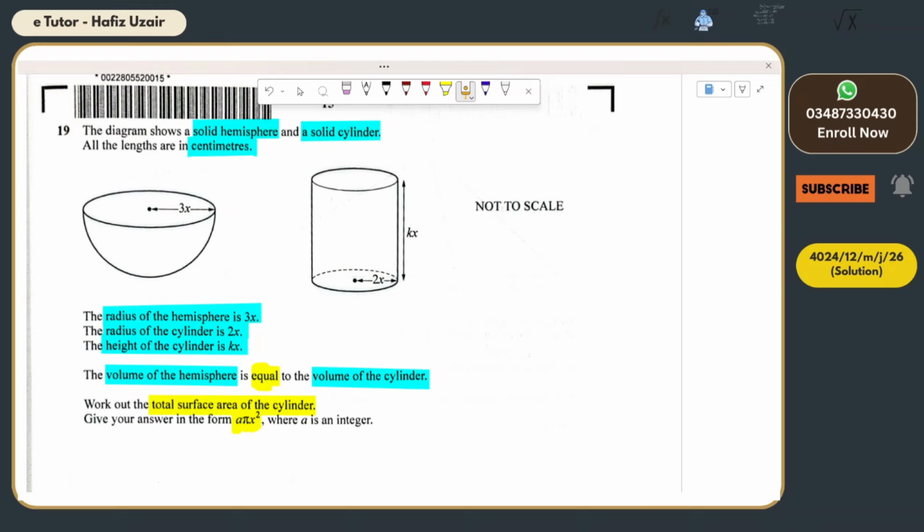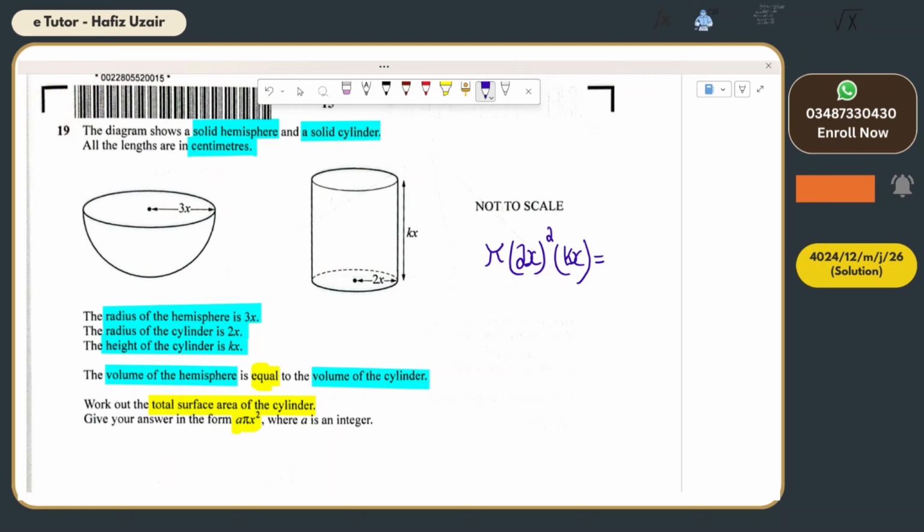Now let's use this keyword over here. The volume of the hemisphere is equal to the volume of the cylinder. Why will we use this? You will learn later on that we use it to find the value of k. All right, so let's do this so that you can understand better. The volume of the cylinder is pi times radius square times height, pi r square h. What is the radius of this cylinder? That is 2x. And what is the height? That is kx, equal to the volume of the hemisphere.